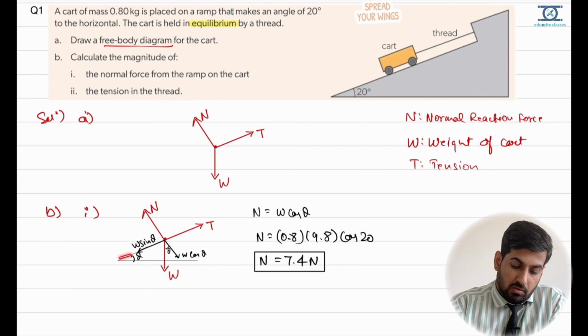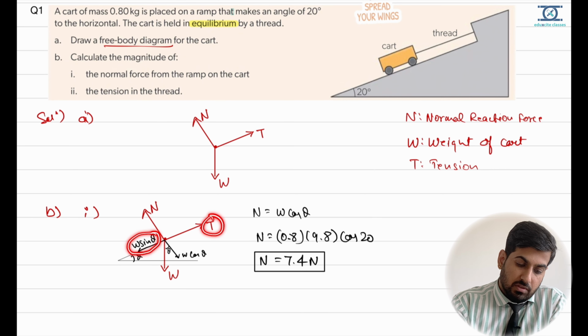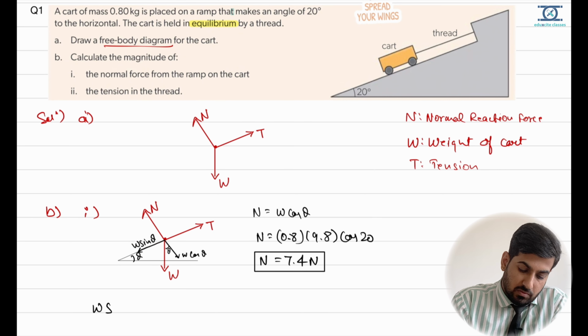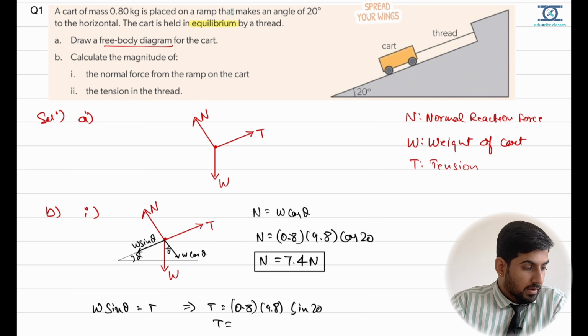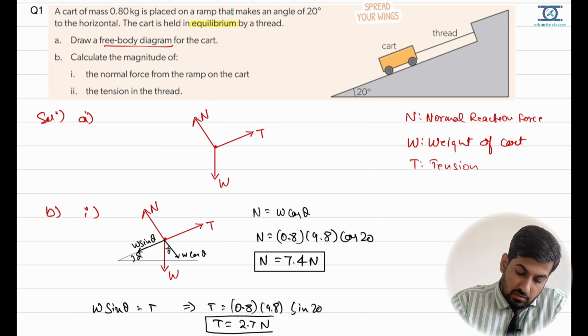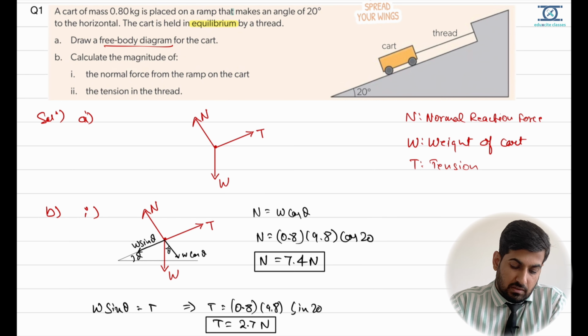Similarly, along the plane, if it is in equilibrium, W sin theta will be equal to T. So you can say W sin theta is equal to the tension. Therefore, tension is 0.8 times 9.8 into sin of 20. So the tension comes out to be, I have already done the calculation, you can do as well, 2.7 Newton. So this is the answer for the B second part.